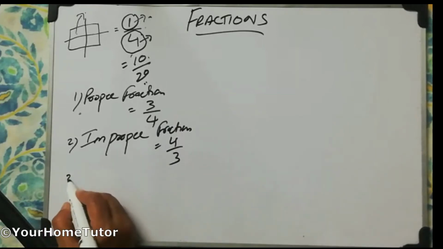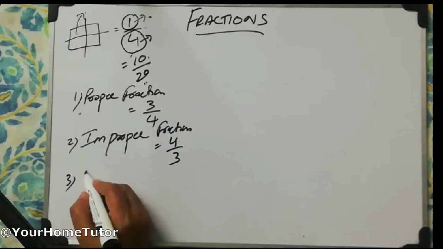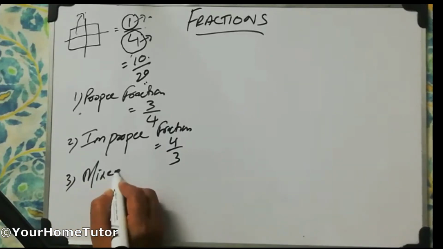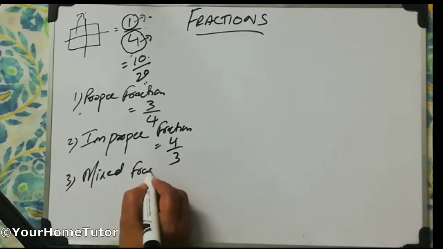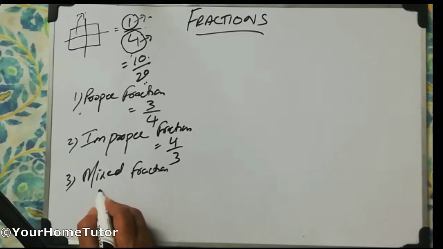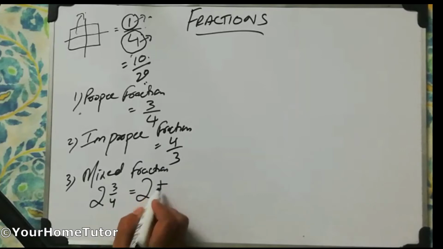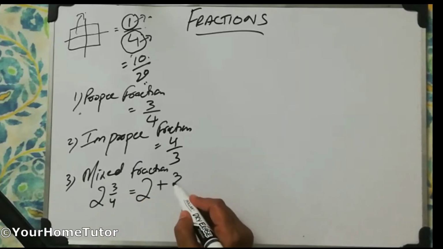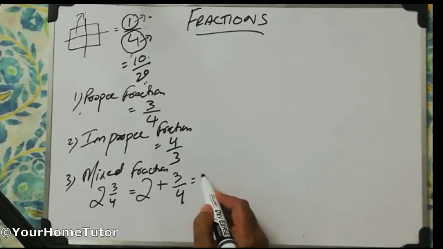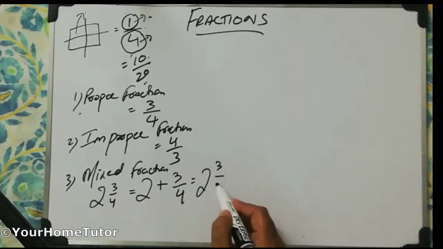Now, the third is the mixed number. Why is it called a mixed fraction or mixed number? If we write a number like this, 2 whole number 3 upon 4. Now, 2 is the whole number. It's a 2 plus when I am uniting it with a proper fraction, that is 3 upon 4. So together they make a mixed fraction.